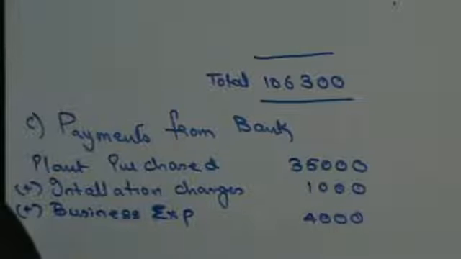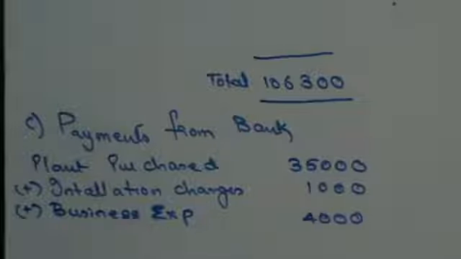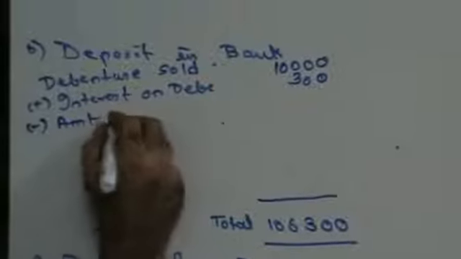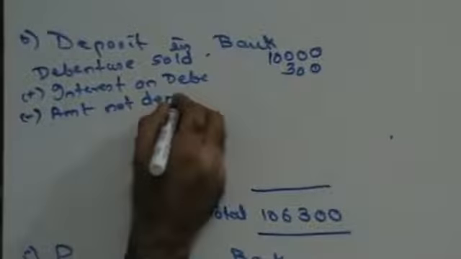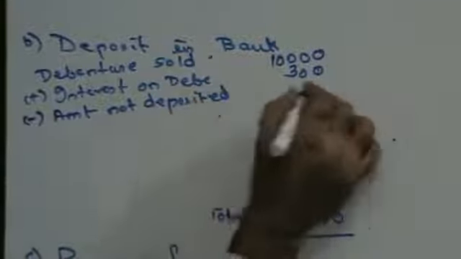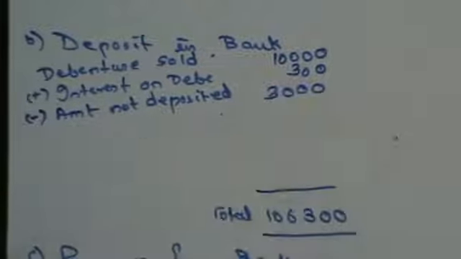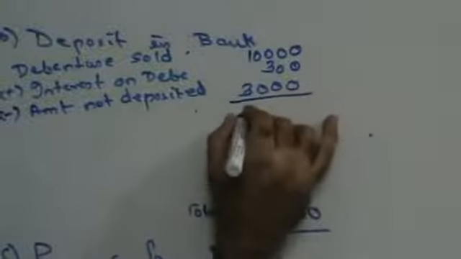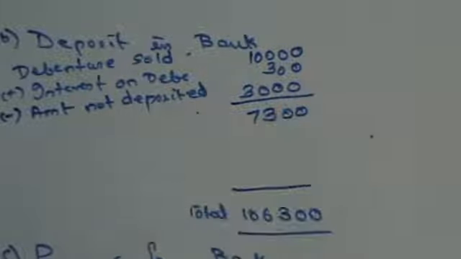Right? Next, amount used by Bipin 3,000 before depositing it into the bank. He should have deposited that 3,000 rupees into the bank. He has forgotten to deposit the money into the bank. Therefore, I will deduct this. Amount not deposited 3,000. 3,000 has not been deposited into the bank, which should have gone into the bank. Okay. Now let's see how much this is. This is going to be 7,300.